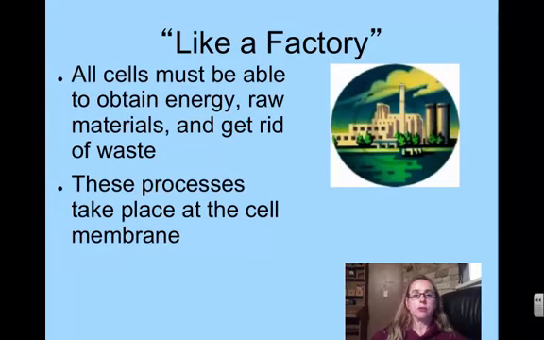So first of all, let's remember that the cell's kind of like a factory. It has parts that all work together. They have to be able to obtain the things that they need, create the products that they need, and then they have to be able to get rid of the waste from that. Take a minute and pause me.